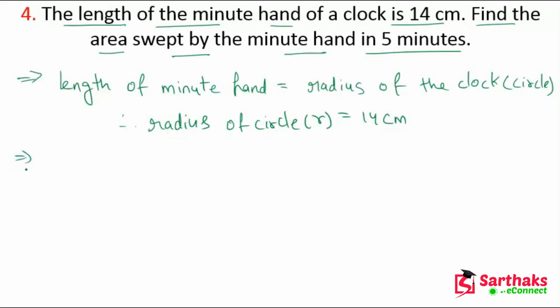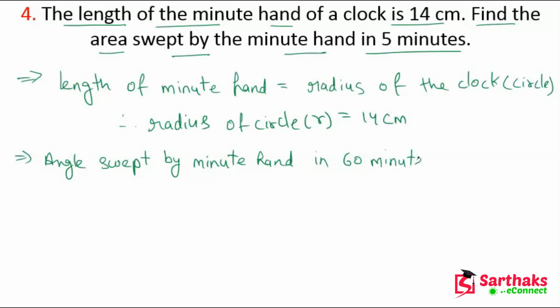And now we have to find the angle. What is angle? So my dear friends, we know that angle swept by minute hand in 60 minutes is what? In 60 minutes it takes a complete round. So this will be 360 degree. So now angle swept by minute hand in 1 minute is what? In 1 minute is 360 upon 60.